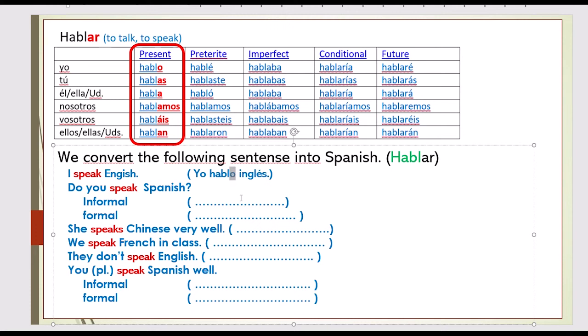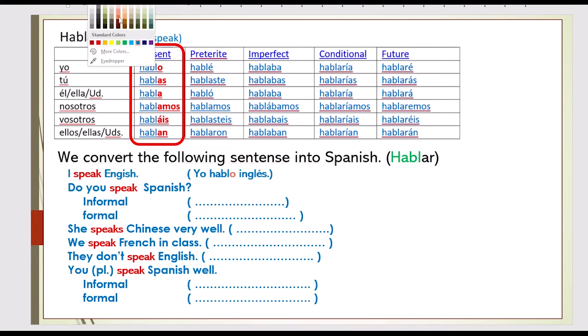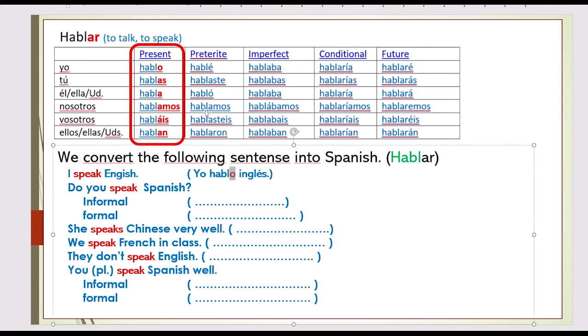And you see here, I have dropped the AR ending and added an O to the stem of the word to form hablo inglés. You also see that in English, we capitalize the first letter for any language. But in Spanish, for a language, we don't use a capital letter in the first letter. So you see inglés, this letter is in small letter, not in capital.